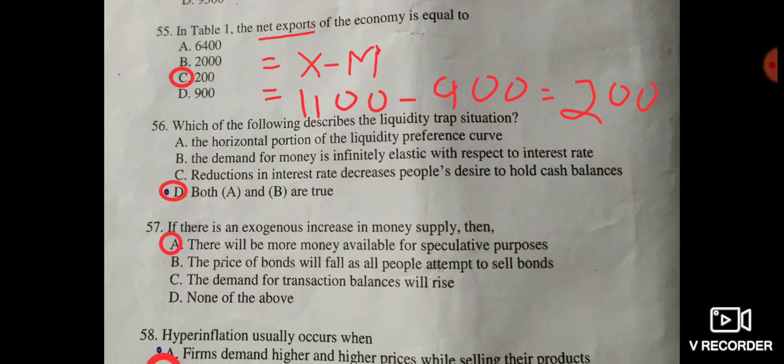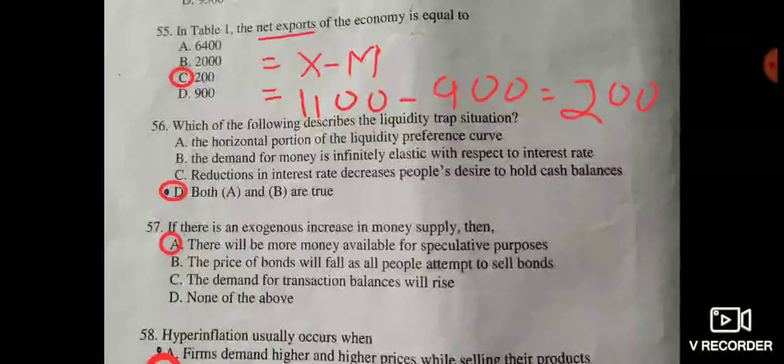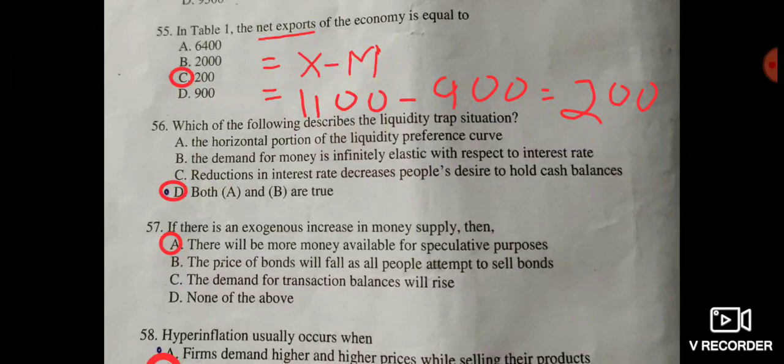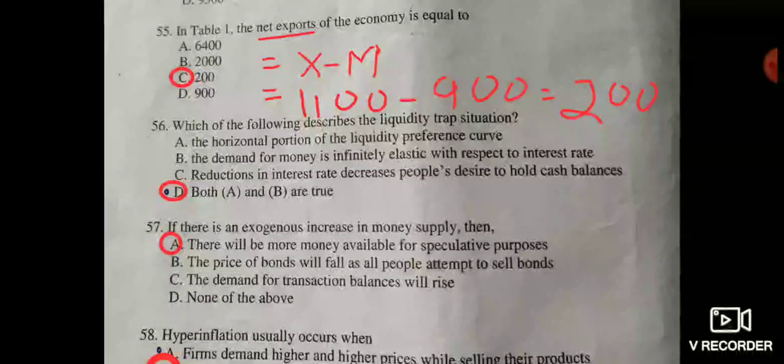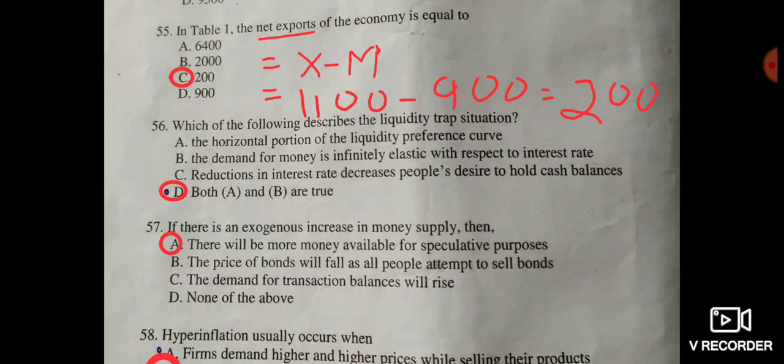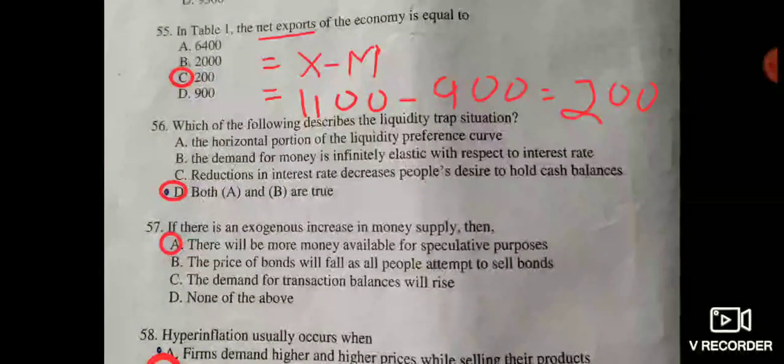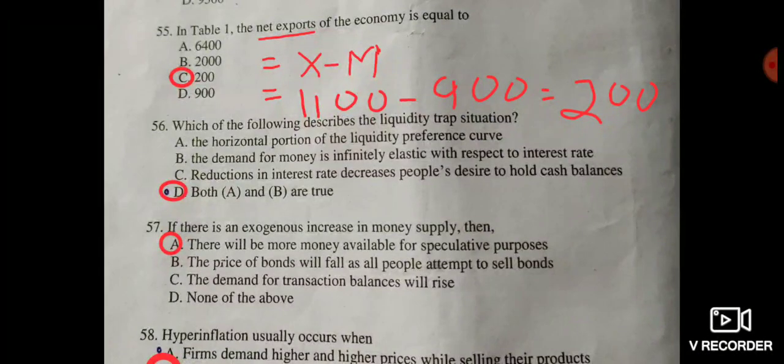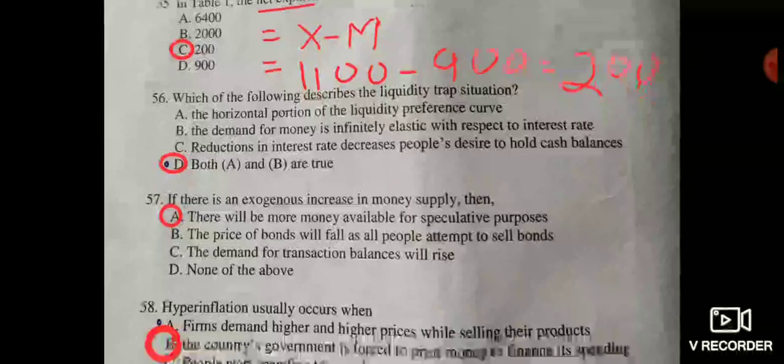The next, which of the following describes the liquidity trap situation? Given options are: the horizontal portion of the liquidity preference curve; the demand for money is infinitely elastic with respect to interest rate; reduction in interest rate decreases people's desire to hold cash balance; both A and B are true. Here, the first option, the horizontal portion of the liquidity preference curve, is called liquidity trap. This is a correct statement. The demand for money is infinitely elastic with respect to interest rate. This is also correct. So option A and B both are correct so far as liquidity trap is concerned. So here the correct answer is option D, that includes both A and B.